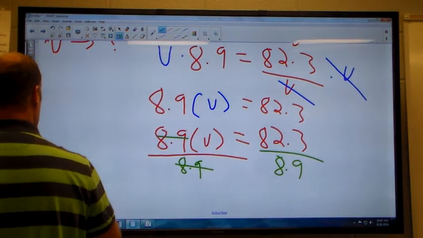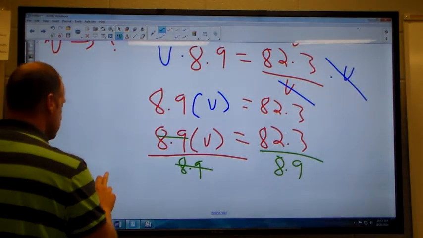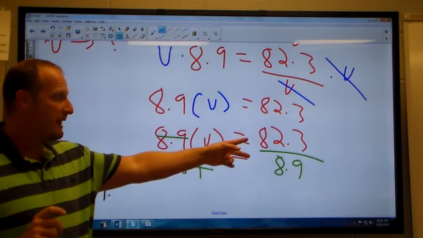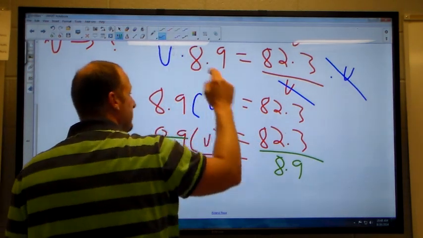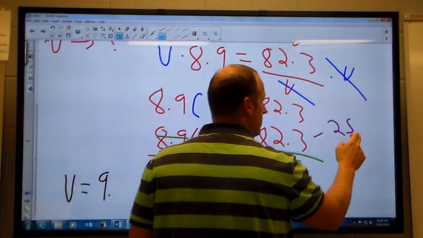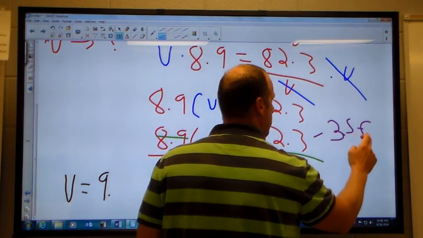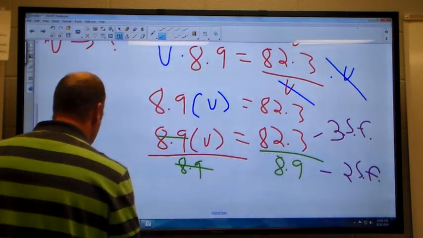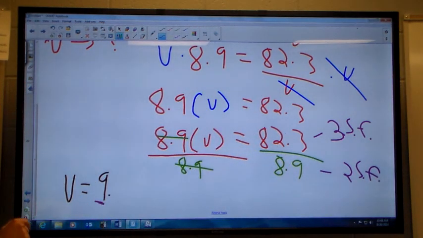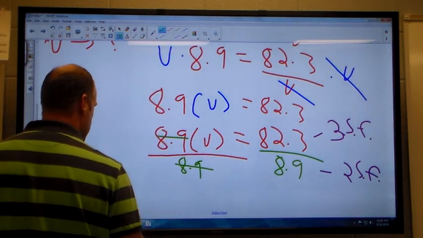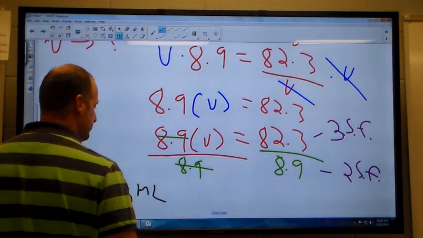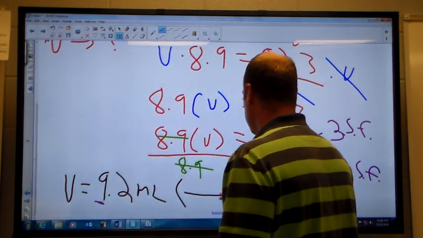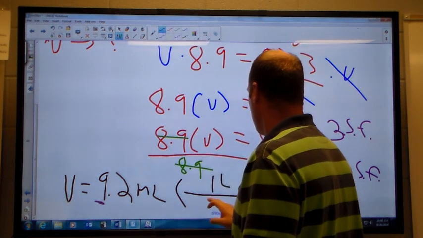So then my answer is V is what? 9.25. What's the units? Whoa, 9.25. Let's go back. Watch what I'm doing here. I divided here. This had 3 sig figs. This one had 2 sig figs. So it's 9 is my first sig fig, point what? 2. 9.2. What's my units? Milliliters. The problem said go ahead and convert to liters. So then you can convert by taking 1 liter over 1,000 milliliters.